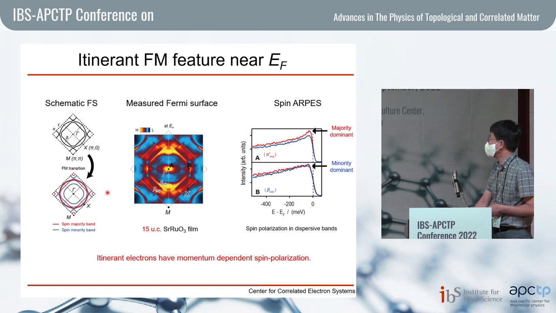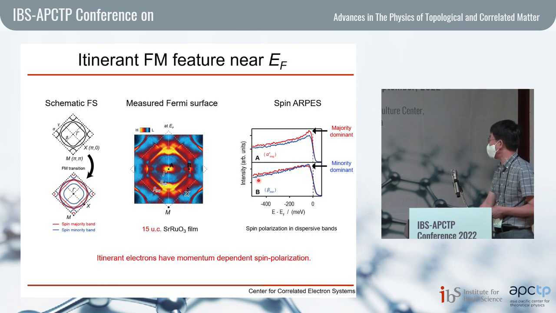In this particular geometry, we mostly see the spin majority band, something called the beta band here. But here we also see a very sharp spin minority band. And we took spin ARPES data at point A and point B. If you look at the spin spectra from point A, you see that majority spins are dominant over minority spins over the whole energy range. But in the case of point B, at the low energy side the minority band is dominant, but at the high binding energy side the majority spins are dominant.